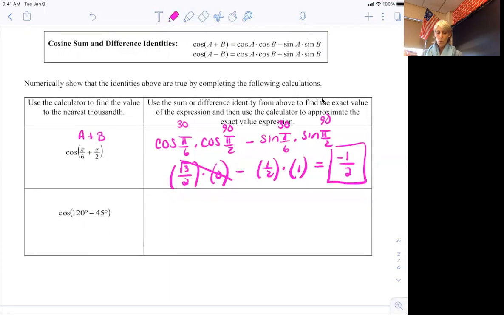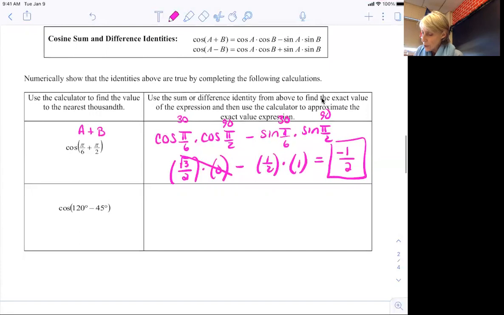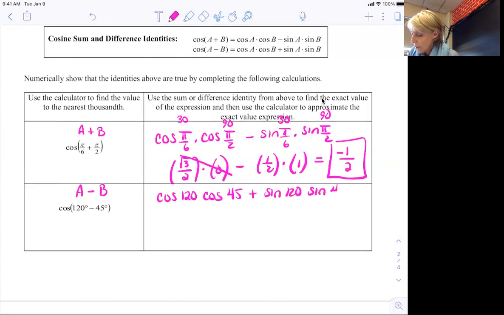Again, I'm going to show you one more example quickly of expanding this formula. Remember, anything we can apply or do with the sine, we can do with the cosine as well. So I'm going to substitute in, right there's your A. I'm doing cosine A minus B this time. Cosine 120, cosine 45, sine 120, sine 45.